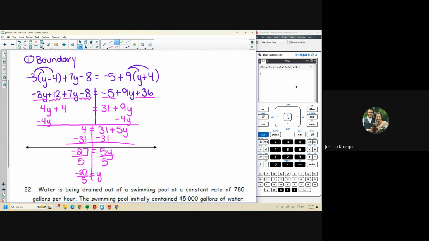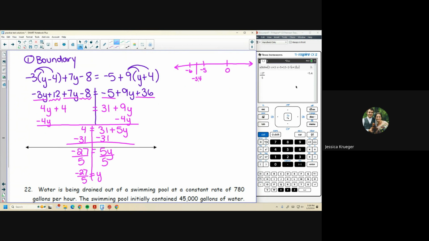Now, I know the number line's down here. I'm going to move it up here so I have plenty of room. Here's 0. I'd like to know what negative 27 over 5 is. So I'm going to go ahead and type in negative 27 over 5, and I'm going to hit Control Enter to get it as a decimal. So that's negative 5.4. So let's say on my number line, here's negative 5, here's negative 6. So right about here would be negative 5.4, and that is my boundary.